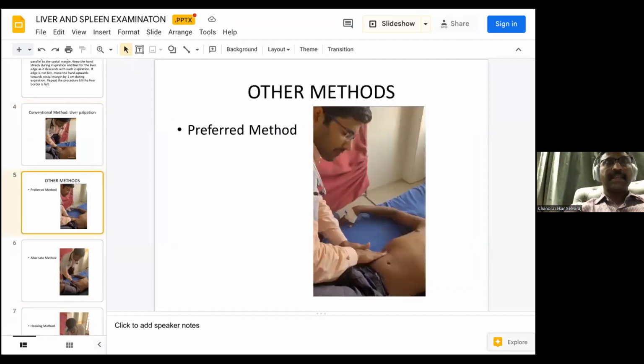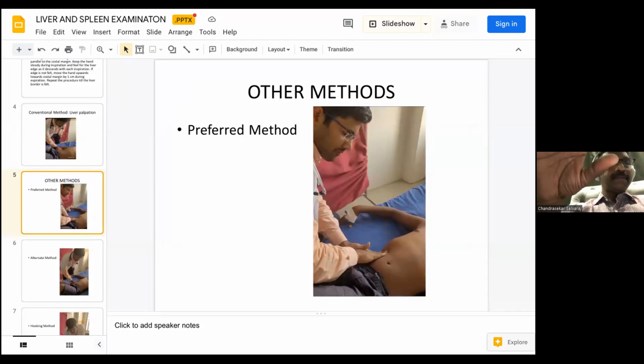This is the other method. It's called the preferred method. What we need to do is come to the right side of the patient and sit by the side of the patient. So that is more important.